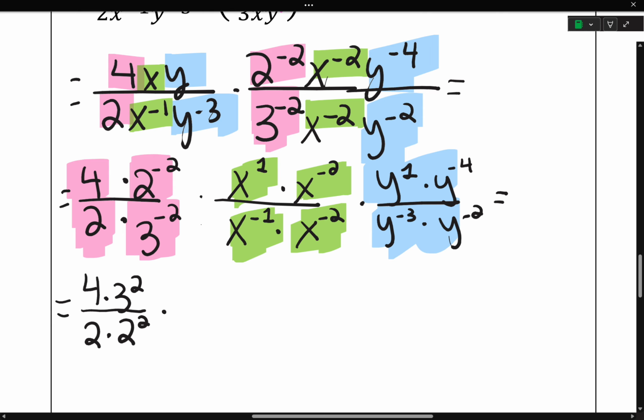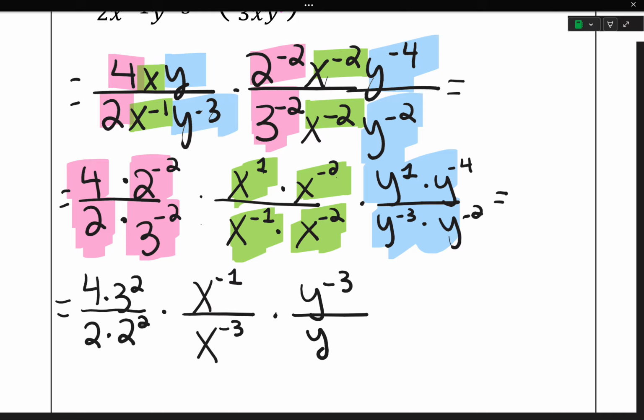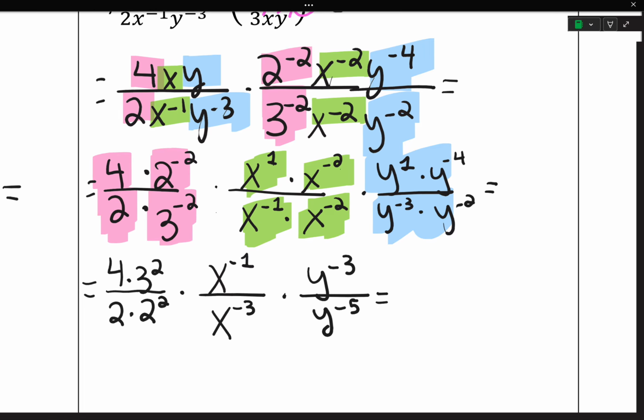For the x's and y's, I can add the exponents on top and on bottom, because if we multiply two of the same bases, we can add their exponents. So we got 1 plus -2, that's -1. And on the bottom, -1 plus -2 is -3. Let's do the same for the y's. On top, 1 plus -4 is -3. On the bottom, -3 plus -2 is -5.